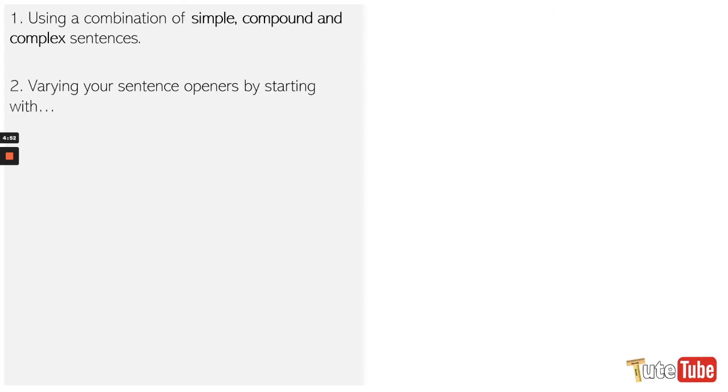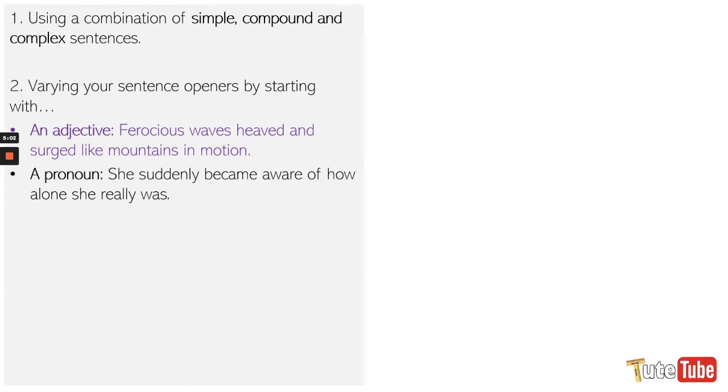Number 2, we can vary your sentence openers by starting with an adjective. For example, ferocious waves heaved and surged like mountains in motion. We've got a pronoun. She suddenly became aware of how alone she really was. Can start with an adverb. Hastily, she scurried along the pavement like a lost animal.